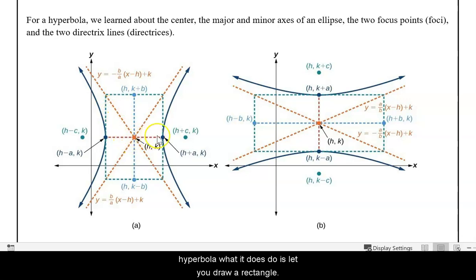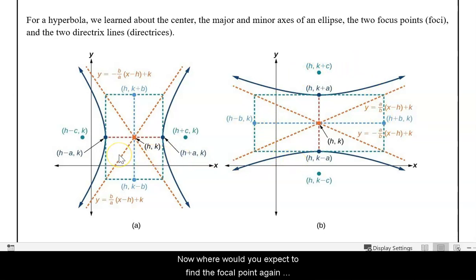What it does do is let you draw a rectangle, and this rectangle will give you the asymptotes that the hyperbola's arms will skirt along. When you draw the box and you put the diagonals with dashed lines through it, the hyperbola will hug along these dashed lines as they go out forever and ever towards positive and negative infinity. The same is true on the hyperbola that is opening up and down.